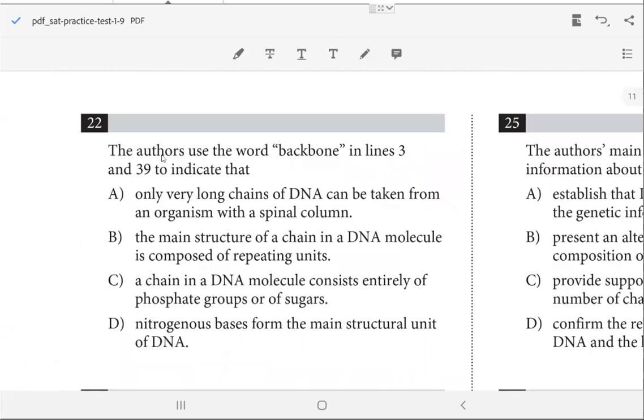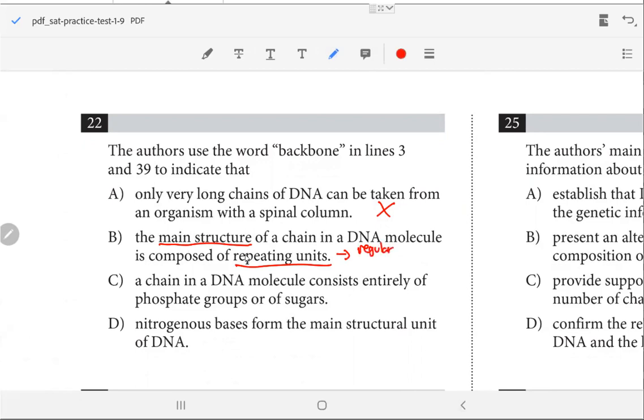Right. The author used the word backbone in line 3 and 39 to indicate that only very long chain of DNA can be taken from an organism with spinal column. Totally off topic. So it's about sugar and phosphate. Main structure of a chain, yeah, main structure, backbone, synonym. In a DNA molecule is composed of repeating unit. So this could be the answer.